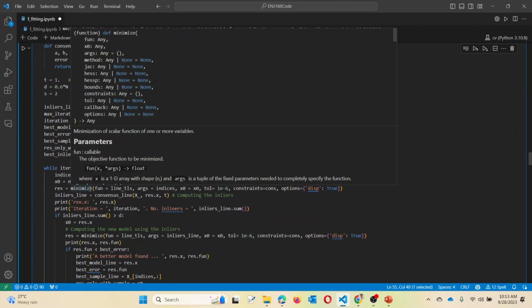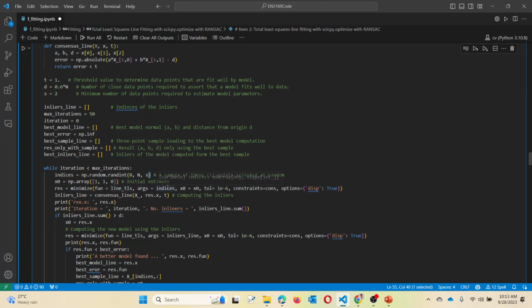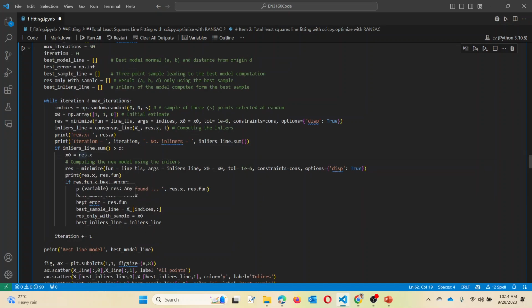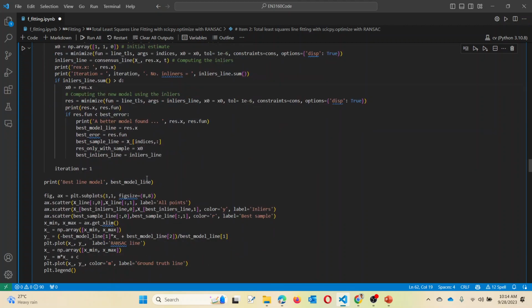Then the residual is minimized. You have to give the function, the line total least squares, arguments, and the indices. The starting point is x0, the tolerance 10 to the power minus 6, the constraints and the display option. There are many other options that you can give to the scipy minimize function, so it is up to you to look at them. And then I get the inliers by passing that to the consensus line function. Then I print the result, and I get the iteration and the sum of inliers. If the inlier sum is greater than d, I retain the result, and I estimate the line once again by using all these inliers.